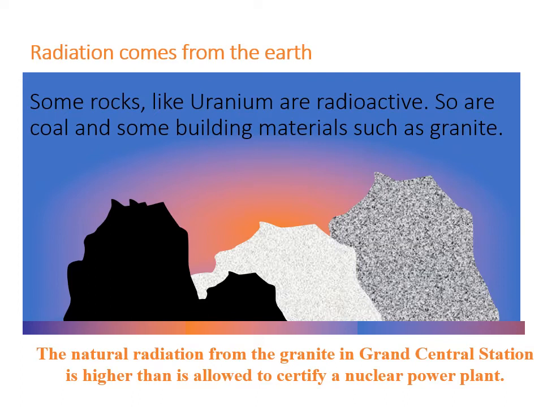Another place where radiation comes from is the Earth, the rocks. Rocks like uranium are radioactive. So is coal and other material that we use for building, like granite. The natural radiation from the granite in Grand Central Station, the New York train station in America, is higher than you're allowed in a nuclear power plant.